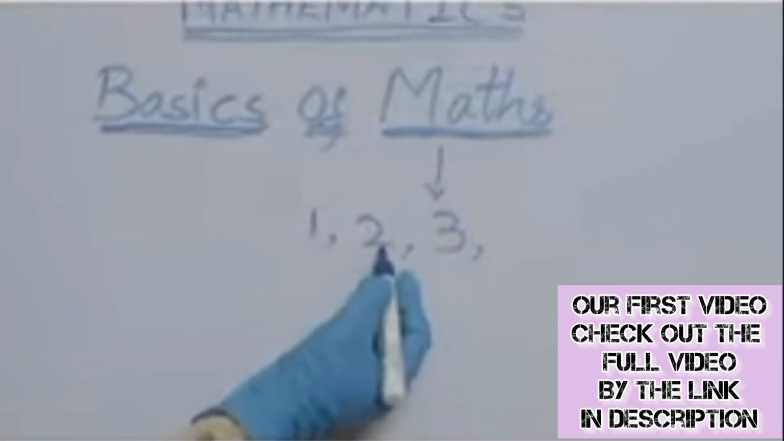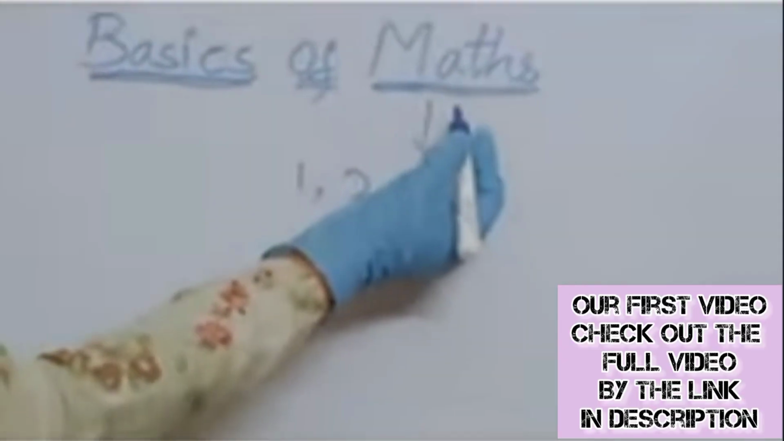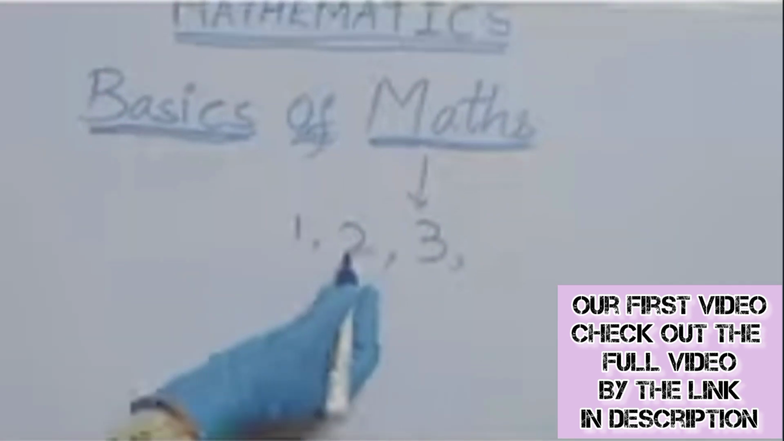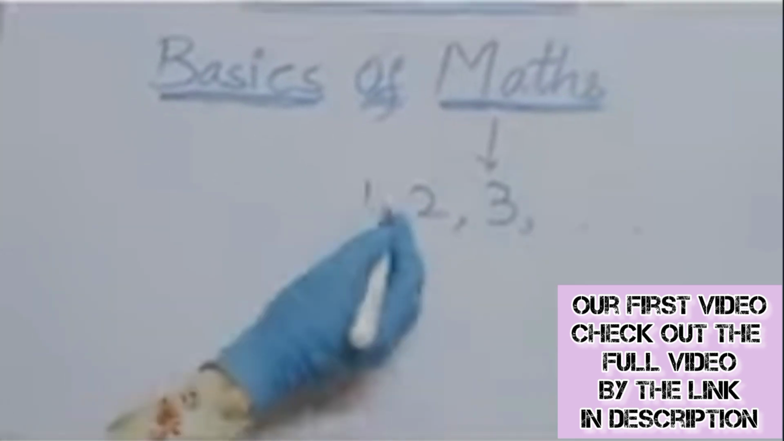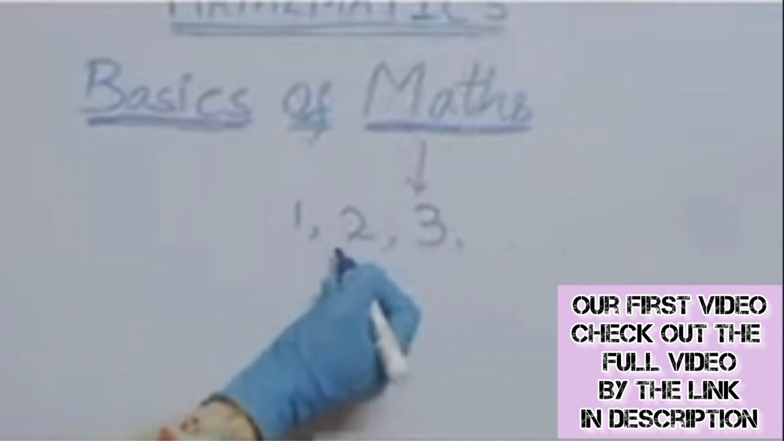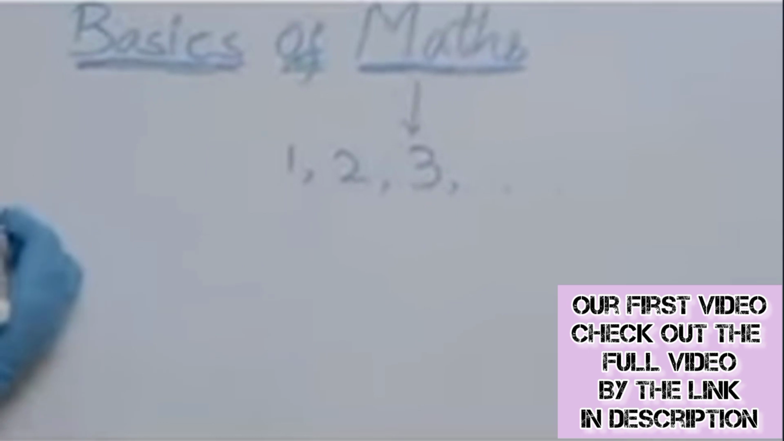Numbers 1, 2, 3, so on. Maths is nothing but numbers. So first let us read about numbers in detail. So what are these numbers called? 1, 2, 3, so on.